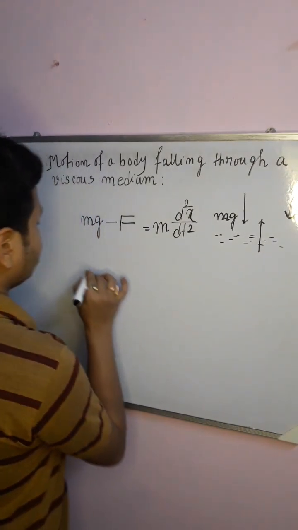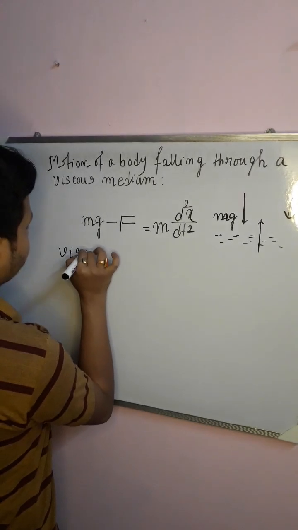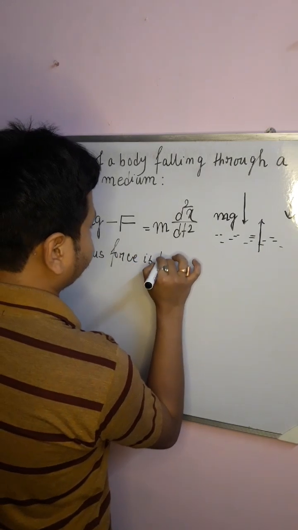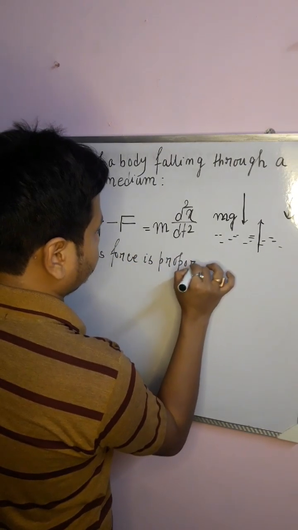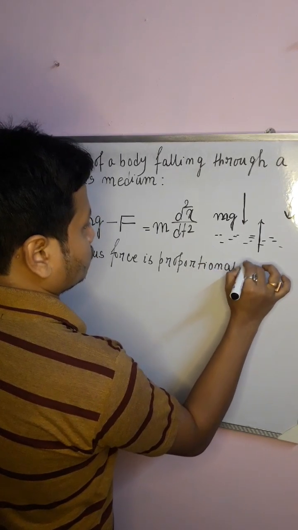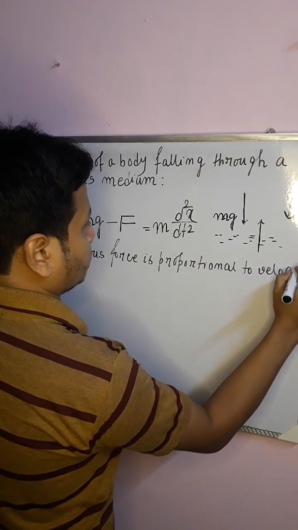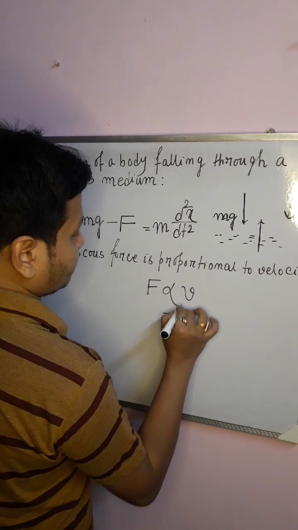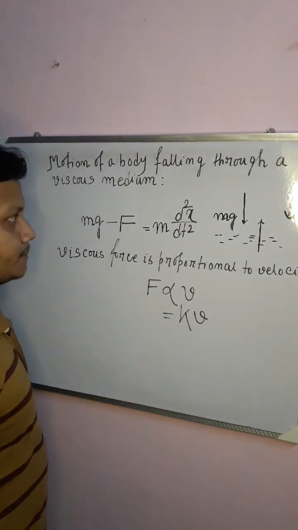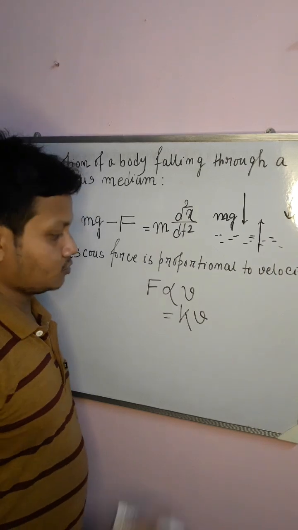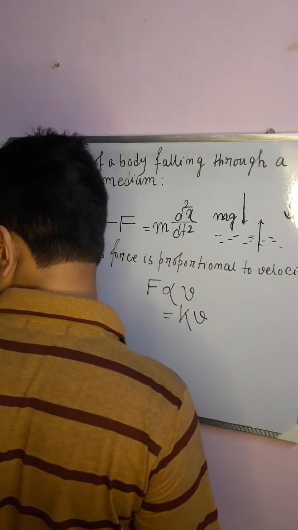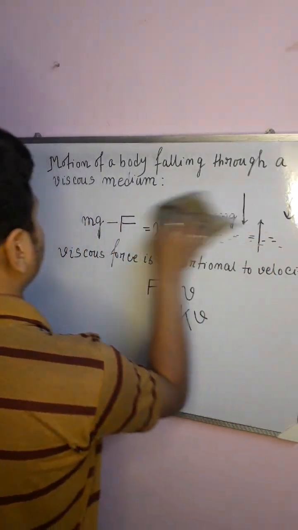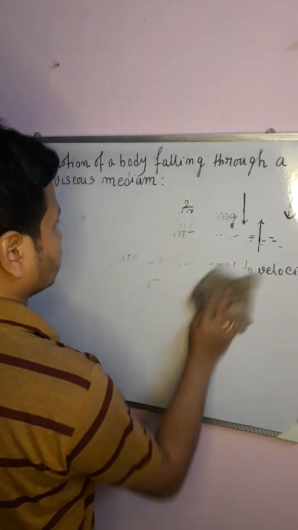Now what happens in general? The viscous force is proportional to velocity. That means we can write f equals kv, where k is a constant. Now we have to put this value of f in this equation and solve it, so let us see what the result comes out to be.